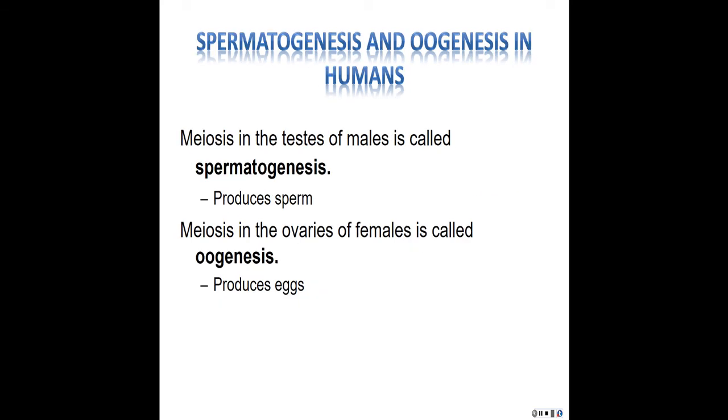In male humans, and really in mammals, meiosis happens in the testes, and it is called spermatogenesis. Spermatogenesis is a specific type of meiosis that produces mature sperm cells. In females, that process happens in the ovaries, and it is called oogenesis. This is probably the only word in the English language that begins with 2 O's. You would say oogenesis.